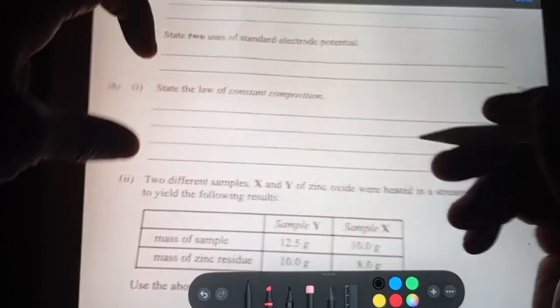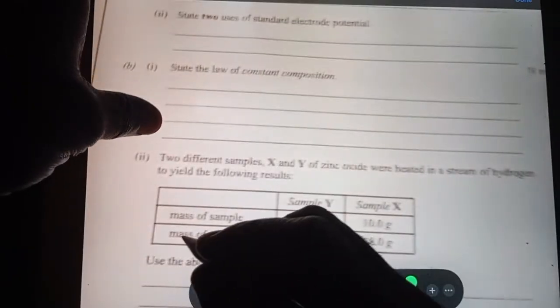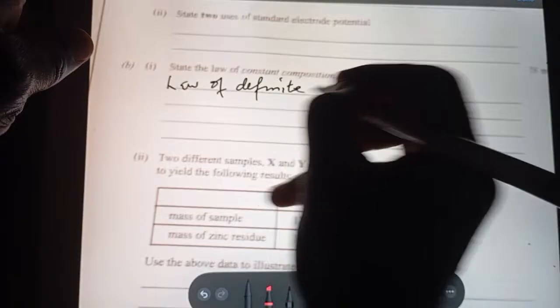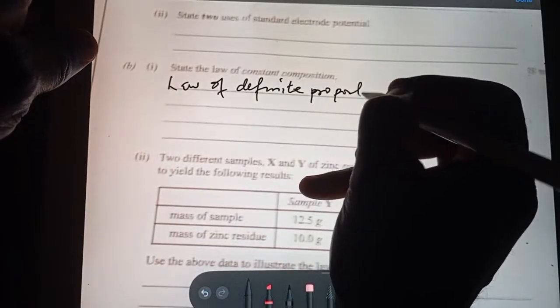They say state the law of constant composition. This law is also called law of definite proportion. So we call this one law of definite proportion. That's another name for it.